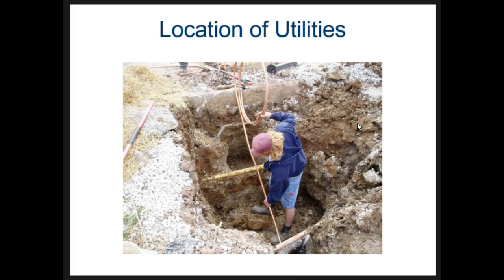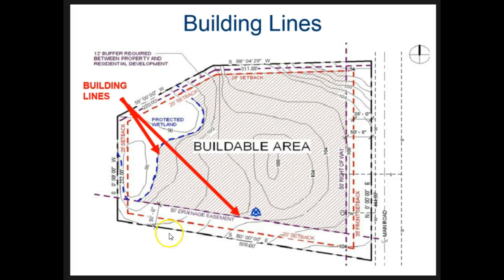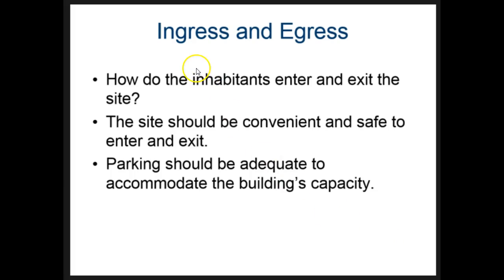We have to think about where utilities are currently located. Most of the utilities are on easements, which are outside the actual property line, and we have to get the water into the building, the electricity in, and such things. That's our utility lines. Ingress and egress are two of our vocab words.